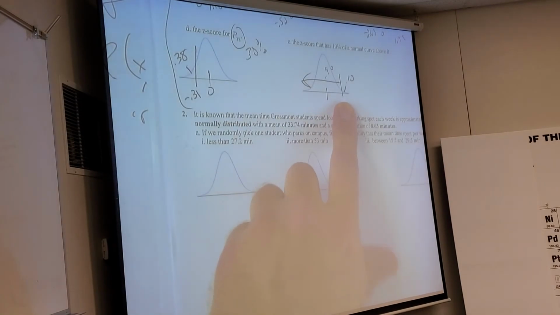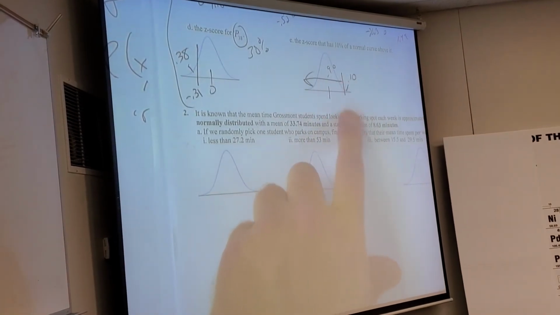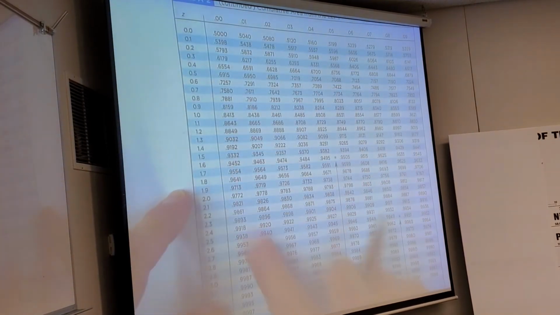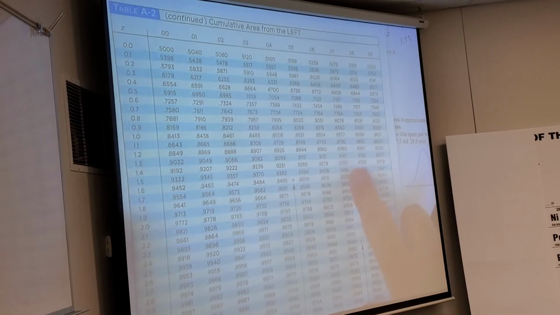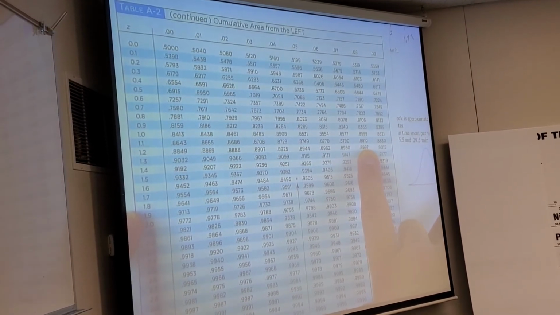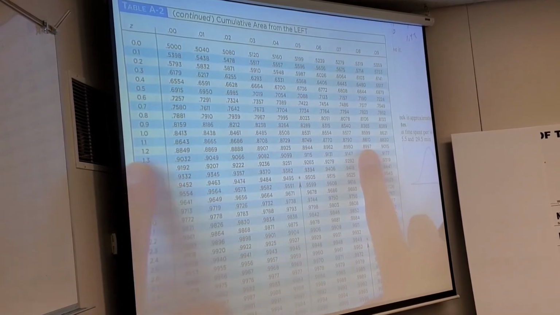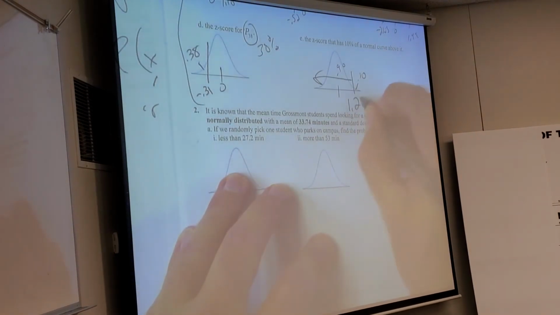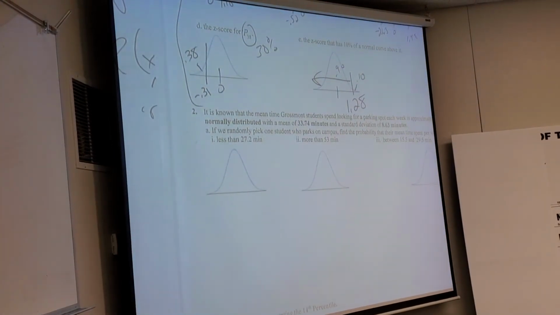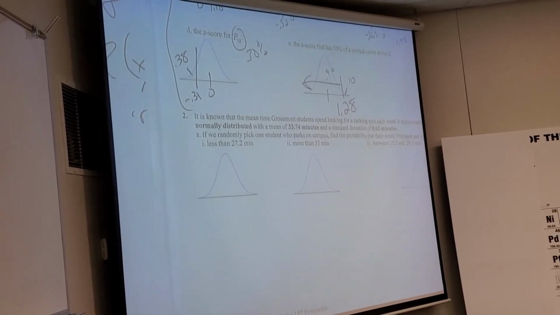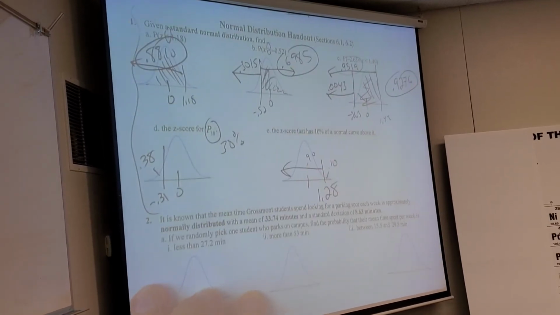And I know, is this going to be a positive or negative z-score? Positive, because it's up here. Close to get to 0.90? It's a really close one. Right? That's only 3 away. That's 15 away. So that'll be 1.28. Maybe.